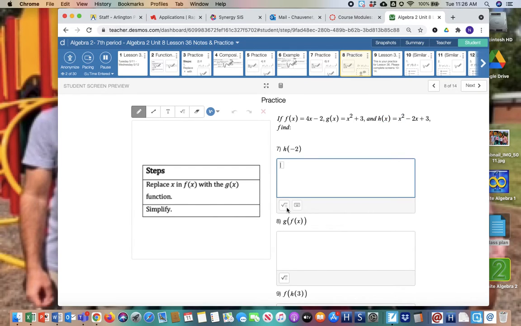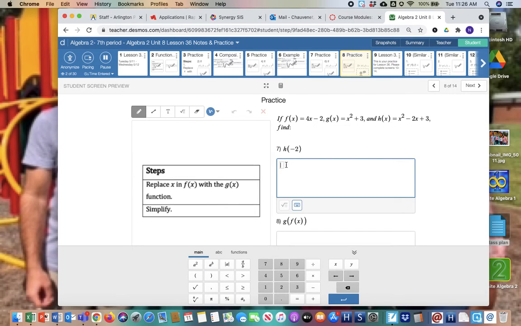All right, so when I go in here, I'm going to use this to type it out. So I'm going to write h of negative 2 equals, okay, and now in parentheses, I'm going to do negative 2 squared, and then where I see it, it's a negative 2 times negative 2 plus 3, right? All right, so that's my whole situation, okay?